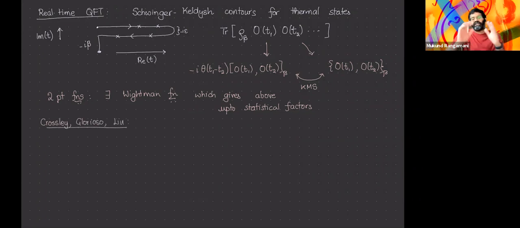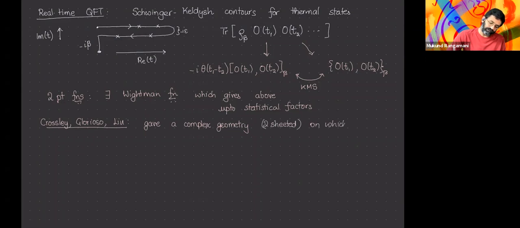Who, I will reinterpret their statement, who basically gave a complex geometry, which was two-sheeted, on which one can compute. This was analyzed by Loga and friends in the context of Brownian motion, but I'll tell you how I think about this contour. This is not the pictures they drew, but this is the way I think about it.